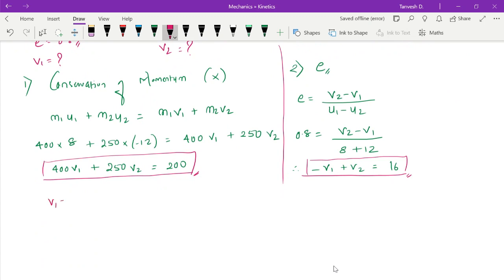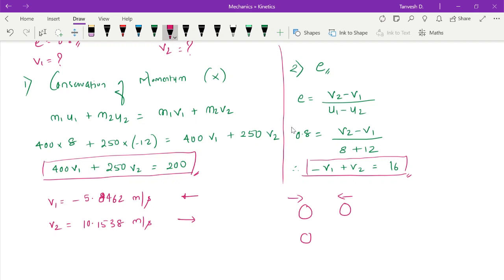So we get v1 equals minus 5.8462 meters per second. That is the velocity of the first object. Since nothing else is given about that object, we would say that the first object goes to the left after the collision, and v2 becomes 10.1538 meters per second to the right. So when the objects were first colliding this way, after collision this object will move like this, and this object will move like this. Okay, let us solve the next numerical.